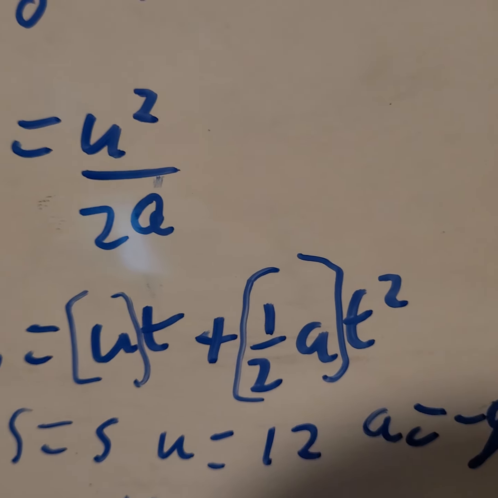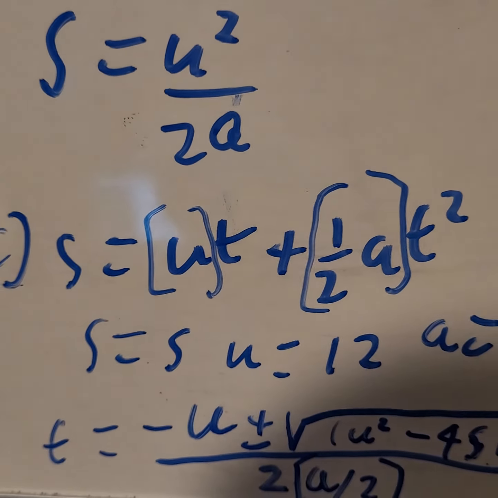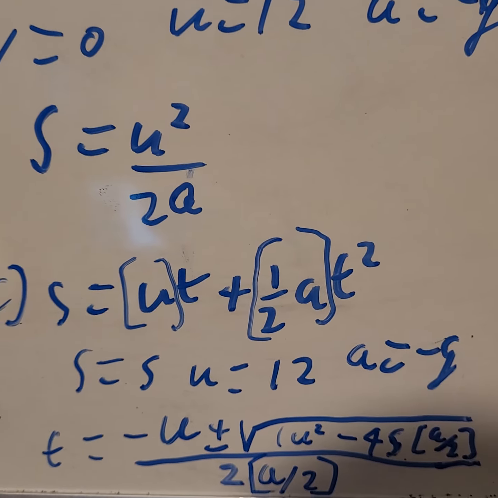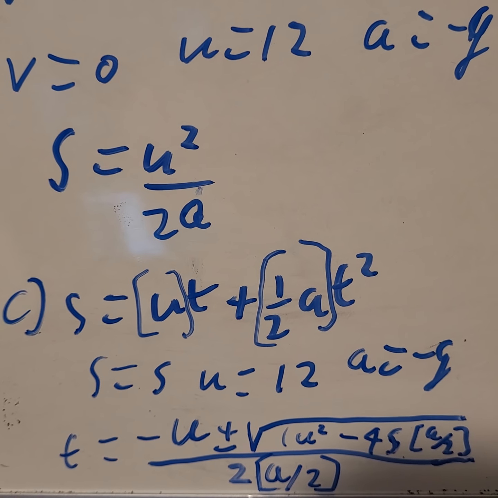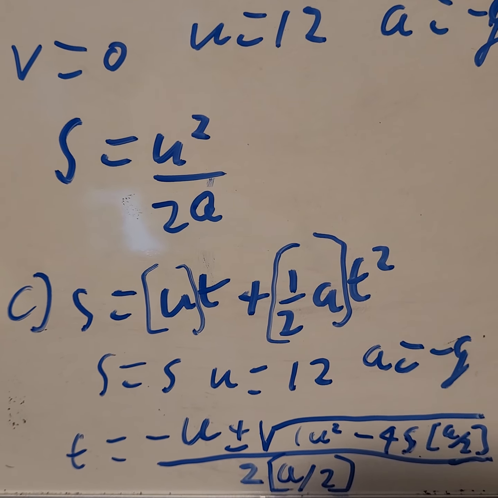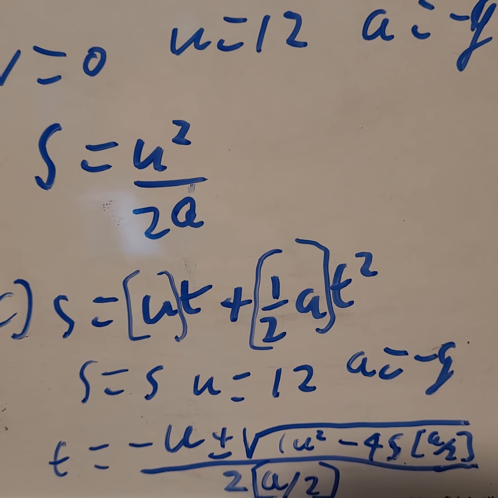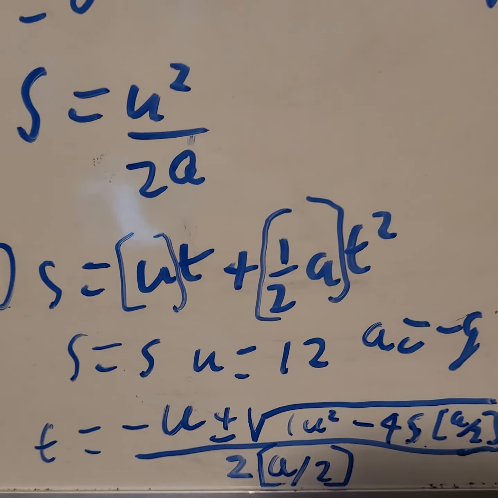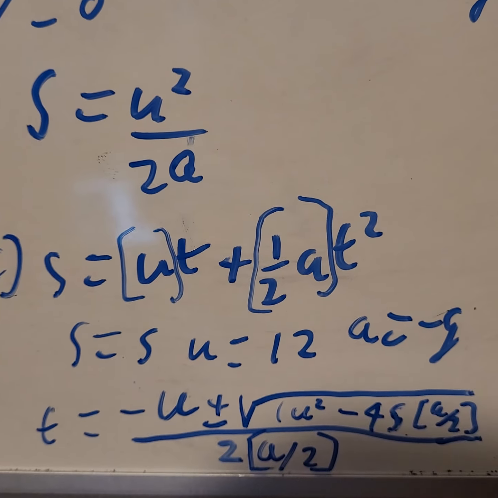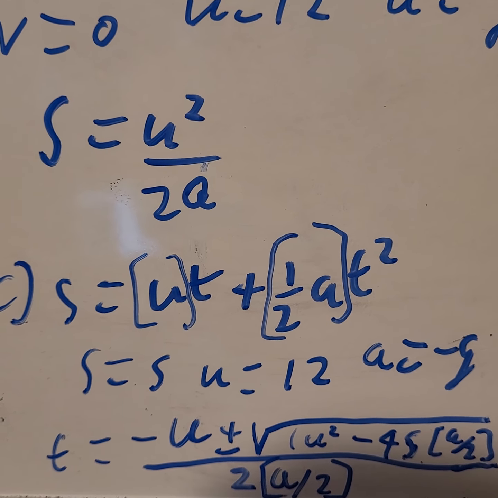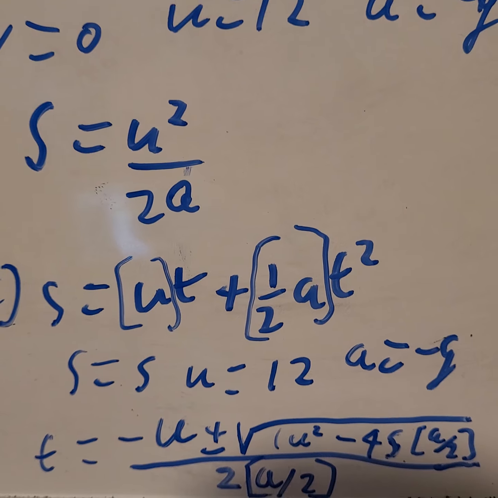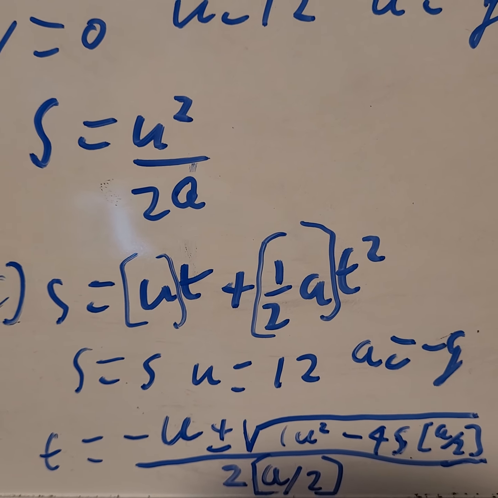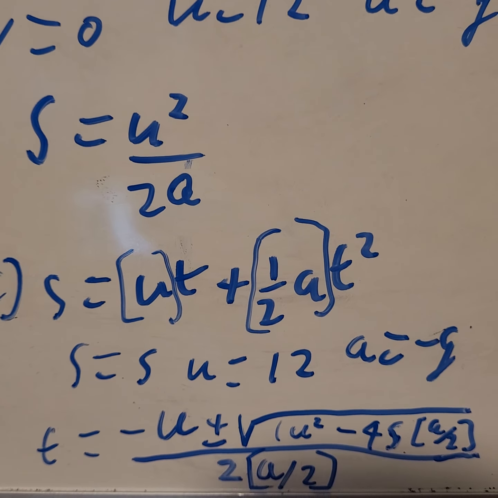To solve this problem we need to use the quadratic equation. So basically we can rearrange it like this, and that will give us a value for t. So it's negative u plus or minus the square root of u squared minus 4s multiplied by a over 2, divided by 2a over 2. If you Google the quadratic equation, you'll see how it's meant to look, and then you'll get an idea of why we've got a over 2 as a coefficient rather than just a.